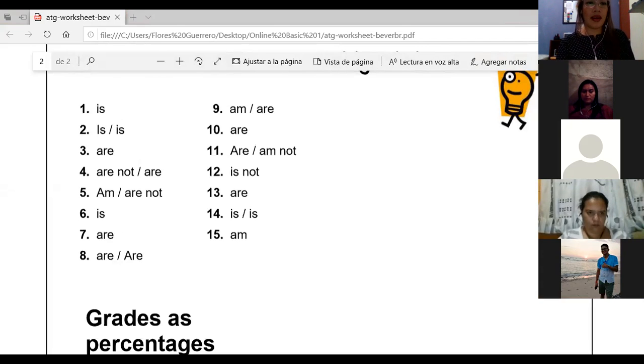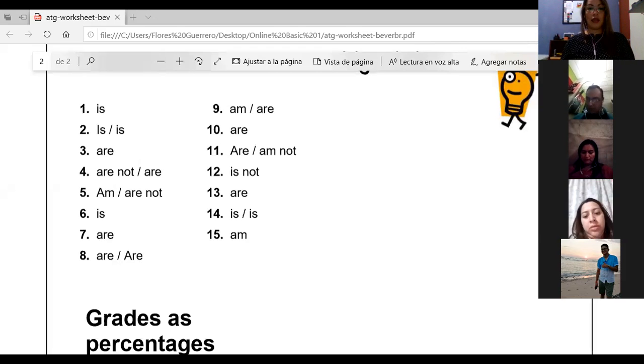Number three is R. Number four, R not and R. Number five, M and R not. Number six is, number seven, R. Number eight, R and R. Number nine, we have M and R. Number 10, R. Number 11, R and I'm not. Number 12 is not. 13, R. 14 is and is. And 15, am.